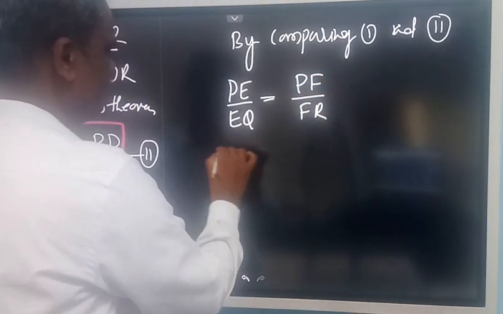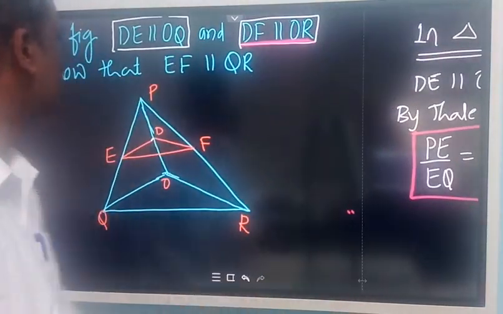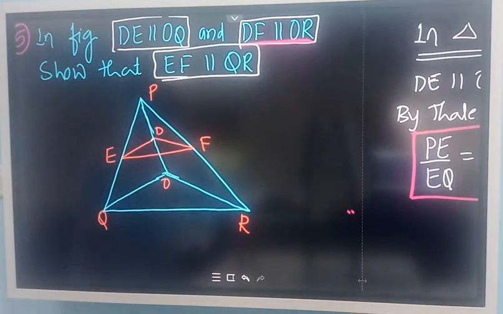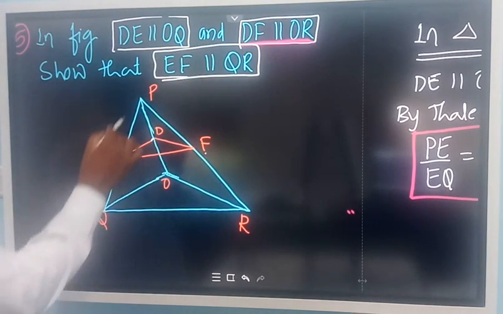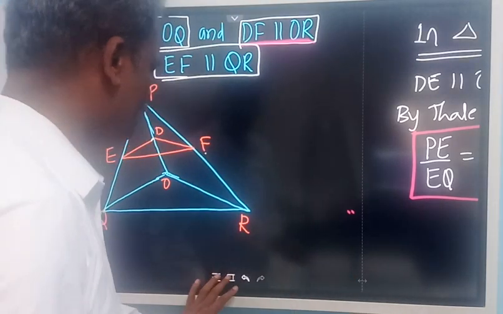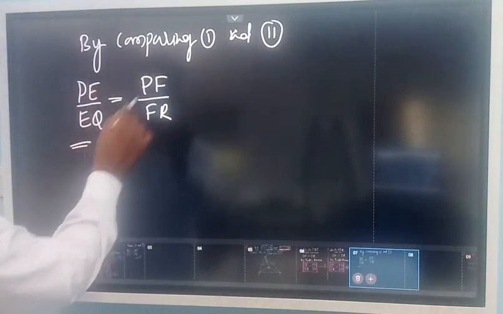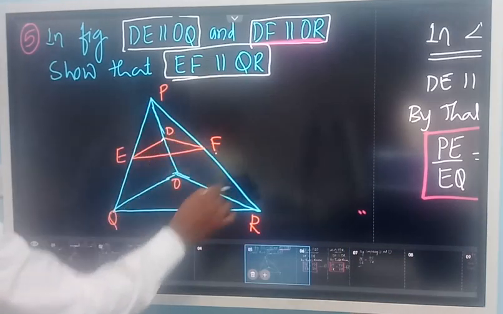So what is it that we wanted to prove? Go back to the question once again. We wanted to show that EF is parallel to QR. What did we get? Conclusion: PE by EQ is equal to PF by FR. Look at this diagram.